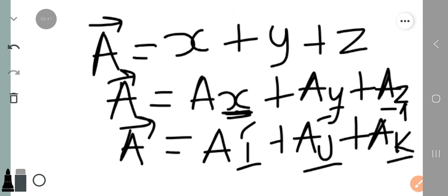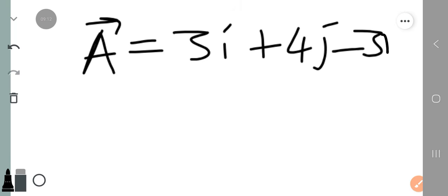And we write a vector in terms of units. We don't say AX, AY, AZ. We say AI, AJ, AK. These are the units. Hope you understand. Don't forget that. For example, let's have vector A. Vector A equals 3I plus 4J minus 3K.